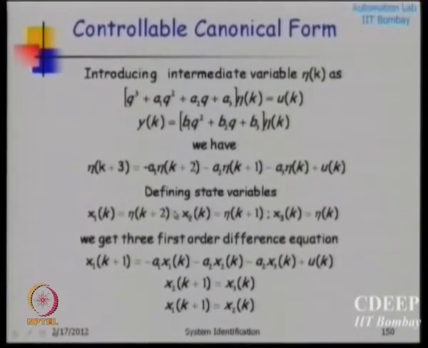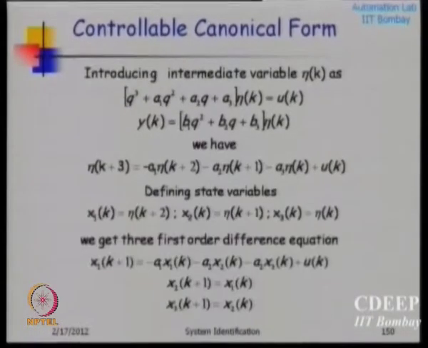There is a relationship between these variables, and that is captured through these equations. x2k plus 1 will be eta k plus 2, which is the same as x1. Have I written correctly? No, there is an error here. Now just check. x2k plus 1 will be eta k plus 2, so that is x1. x3k plus 1 will be eta k plus 1, so that is x2. So I have three difference equations in place of one third order.